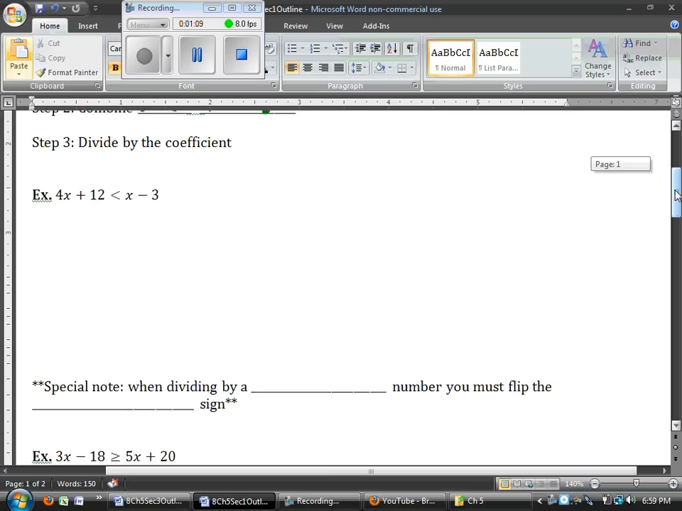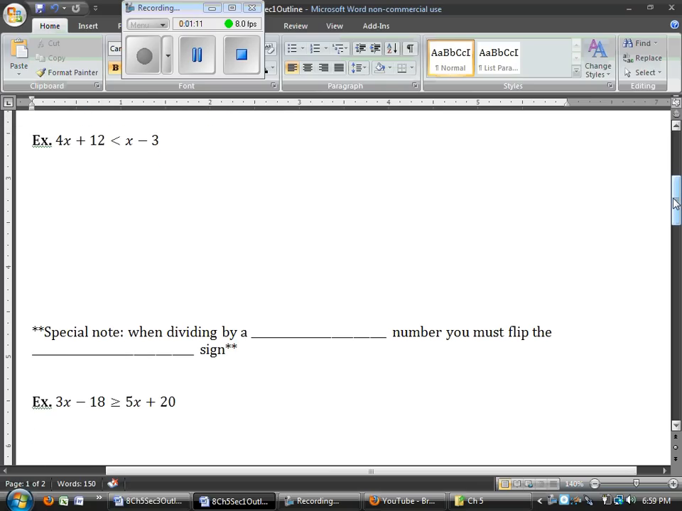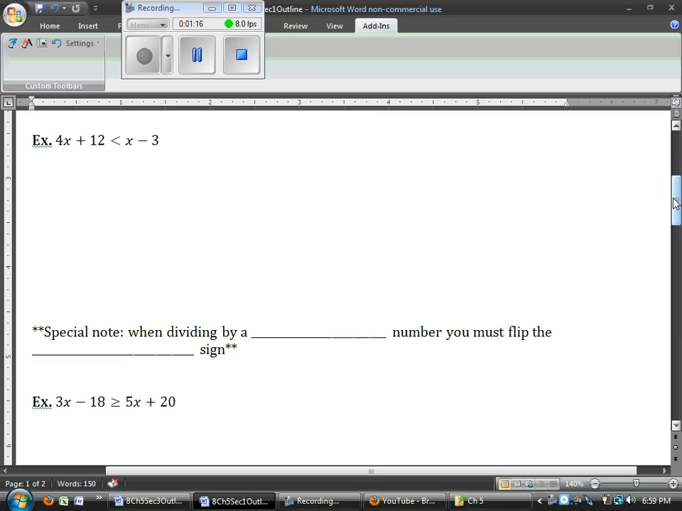So our next thing, we've got an example here. 4x plus 12 is less than x minus 3. We need to go ahead and get our constants to one side and variables to the other. I'm going to pick to move the variable to the left in this case so that I avoid negatives, and we'll talk more about negatives here on the next problem.